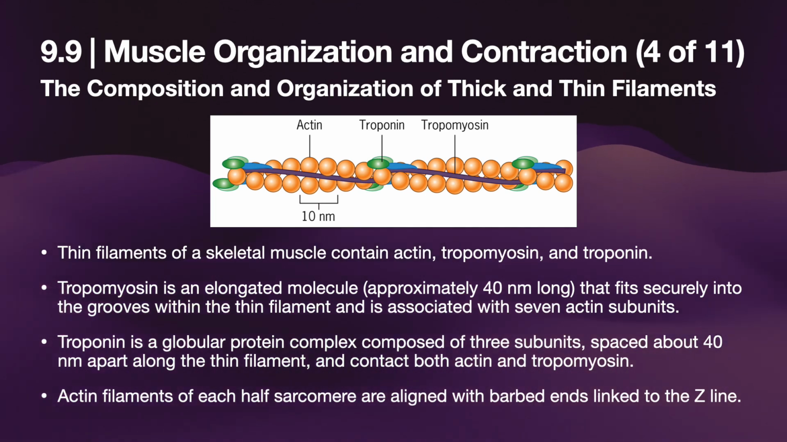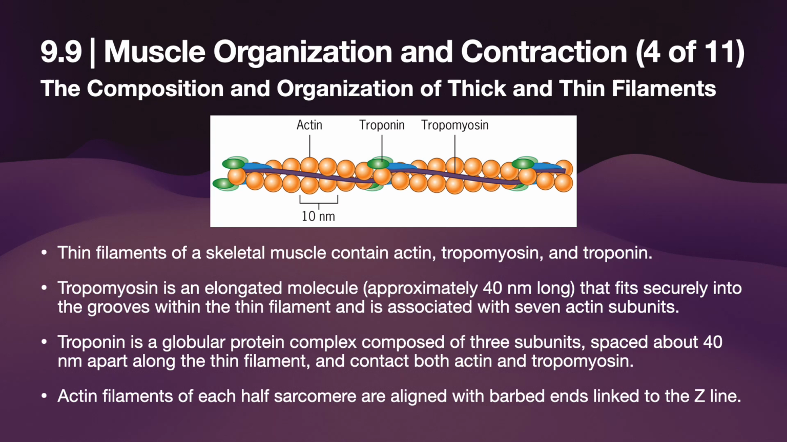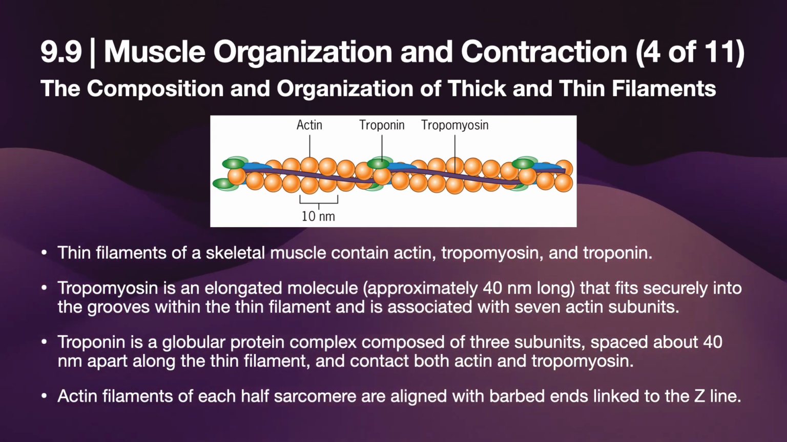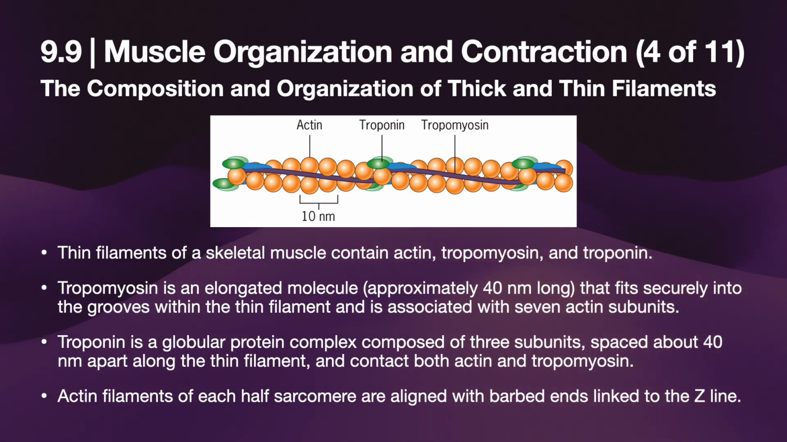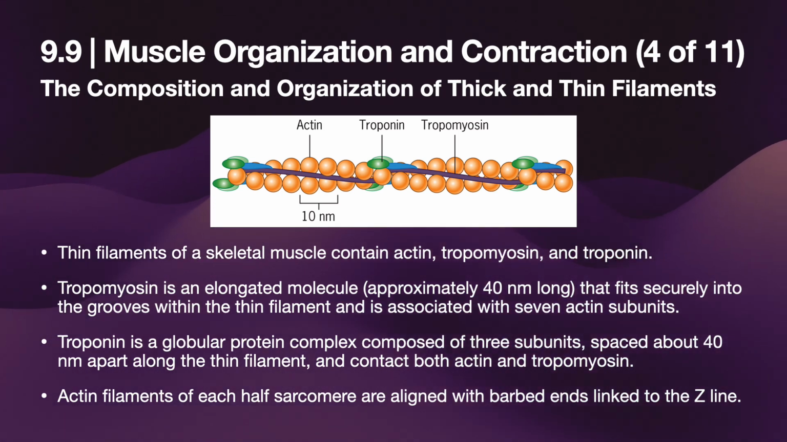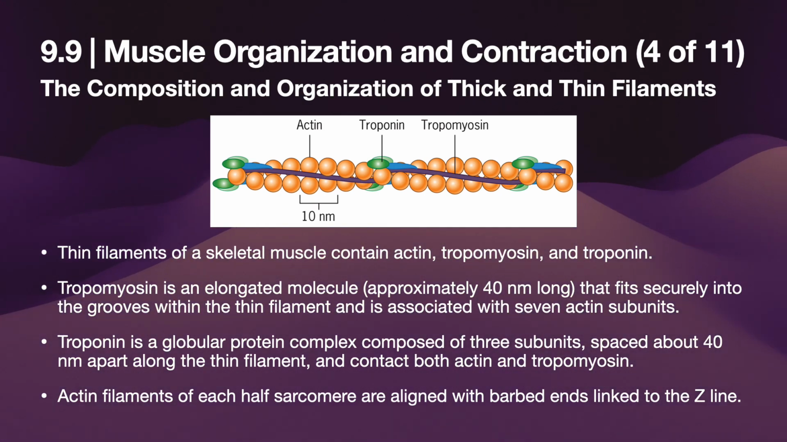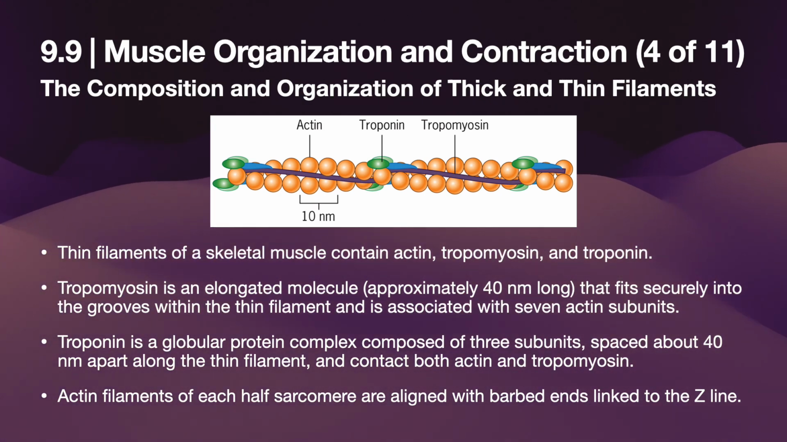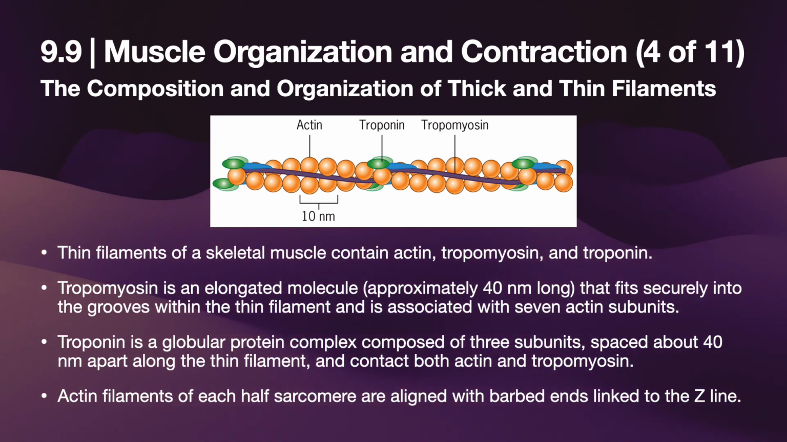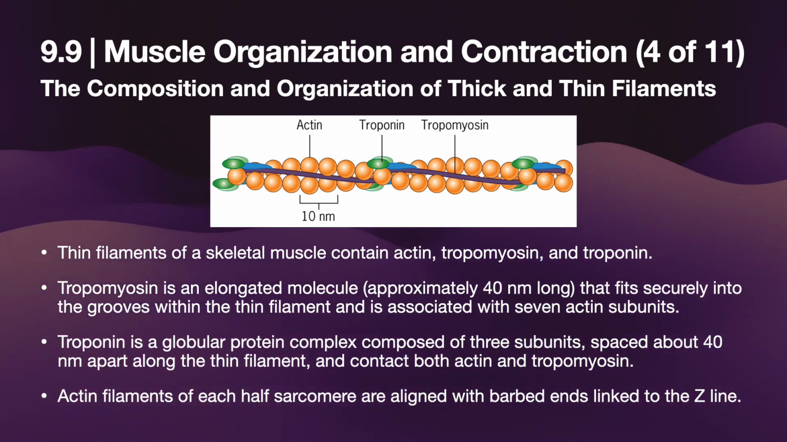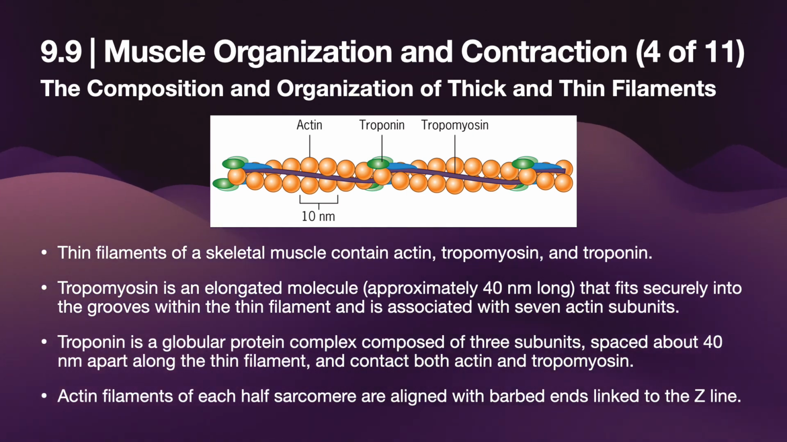Thin filaments of a skeletal muscle contain actin, troponin, and tropomyosin, as you see in this figure on your top. Tropomyosin is an elongated molecule approximately 40 nanometers long that fits securely into the grooves within the thin filament and is associated with 7 actin subunits. Troponin is a globular protein complex composed of 3 subunits spaced about 40 nanometers apart along the thin filament and contacts both actin and tropomyosin. Actin filaments of each half sarcomere are aligned with barbed ends linked to the Z-line.